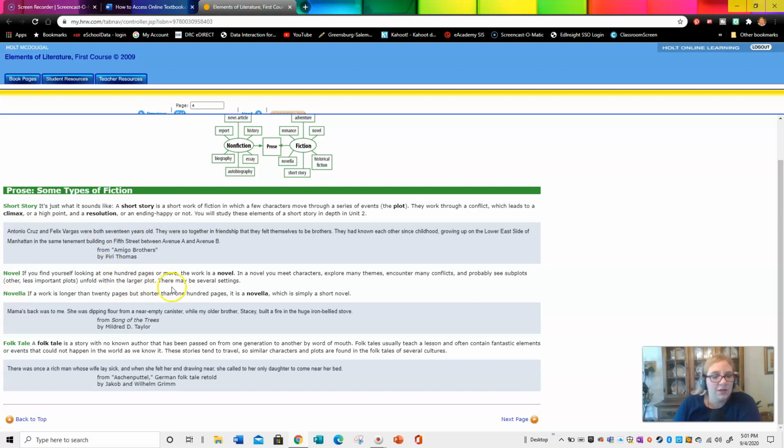Novel. If you find yourself looking at 100 pages or more, the work is a novel. In a novel, you meet characters, explore many themes, encounter many conflicts, and probably see subplots, or other less important plots, unfold within the larger plot. There may be several settings. A novella. If a work is longer than 20 pages but shorter than 100 pages, it is a novella, which is simply a short novel.